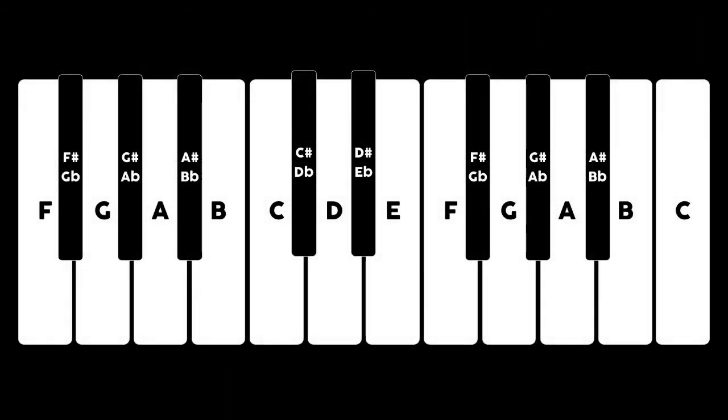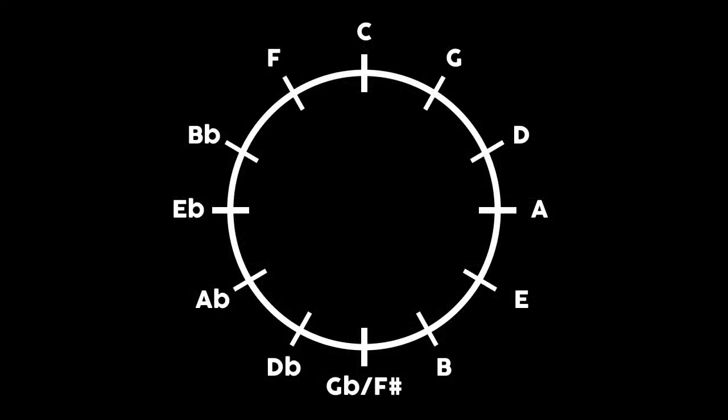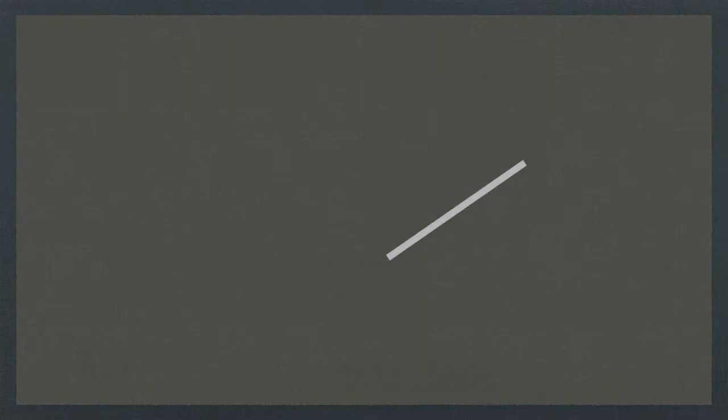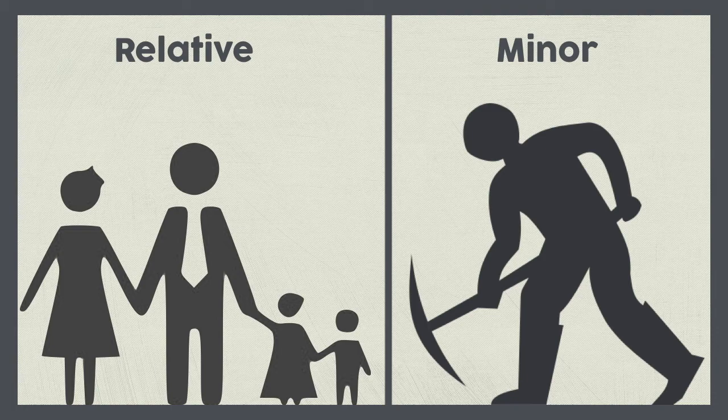Now, G flat and F sharp are the same note, okay? So F sharp major and G flat major have got six sharps and six flats each. Those are all the major key signatures. What does the image show? Relative minor. I want you to remember that image.